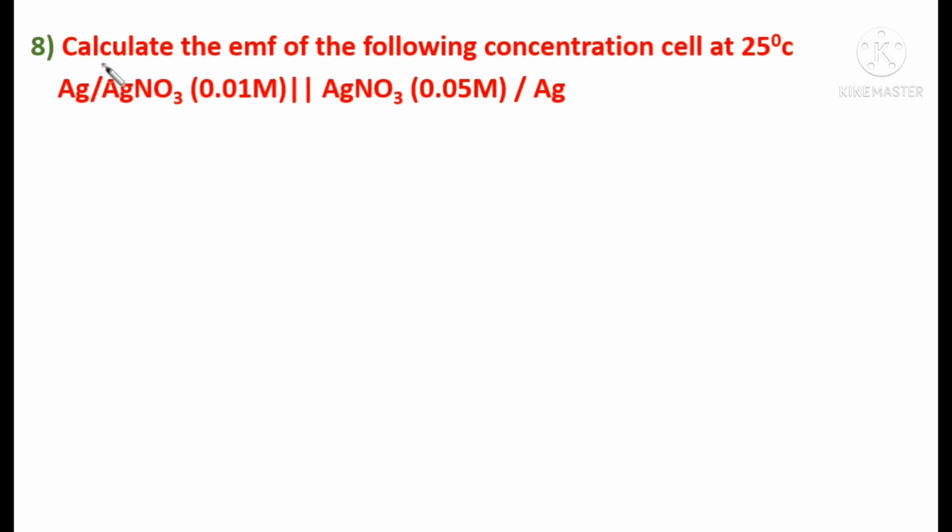Read the next problem, students. Calculate the EMF of the following concentration cell at 25 degrees centigrade. They are asking you to calculate the EMF of the concentration cell, right? The cell is given: AgNO3 0.05 M, its concentration also given, Ag. See the beauty of this cell: on both the sides we have the same species, right?